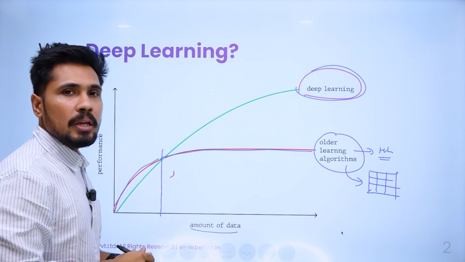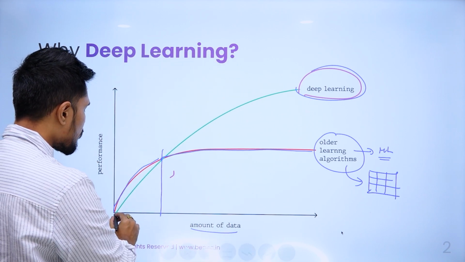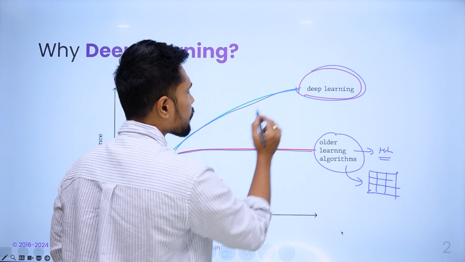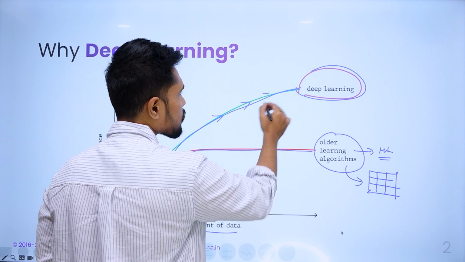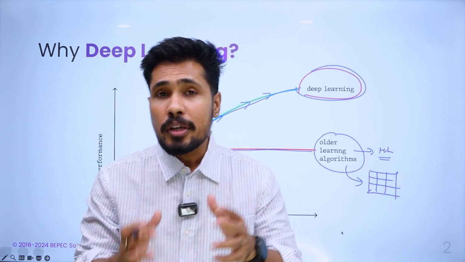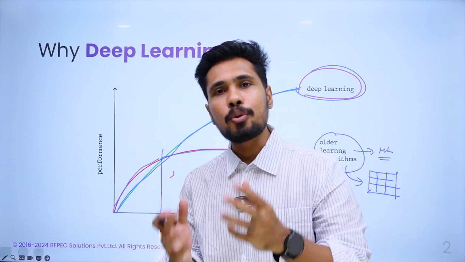Now, in deep learning algorithms, as the data increases, the performance of your deep learning model keeps increasing. So that is one point. As its performance increases, deep learning models are more like a human.